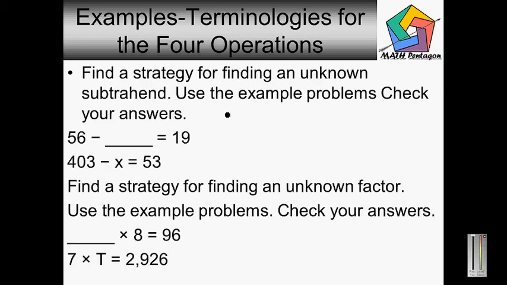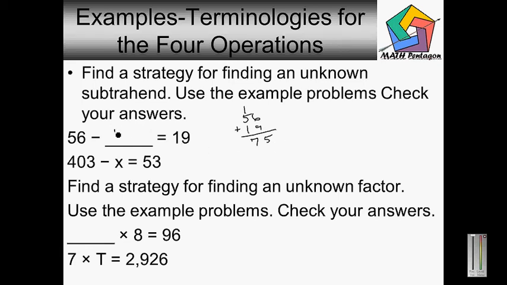Okay, the directions are telling us find a strategy for finding an unknown subtrahend. Using the example problems, check your answers. So we're going to do a strategy for 56 minus blank equals 19. So what are we going to do? I would think we would just add 56 plus 19 to find that blank part. So 6 plus 9 is 15. We carry the 1. 5 plus 1 is 6, plus the 1 is 7. So our answer would be 75.